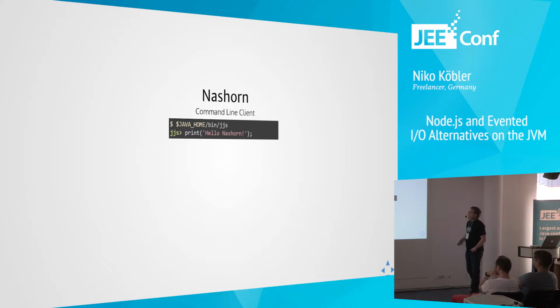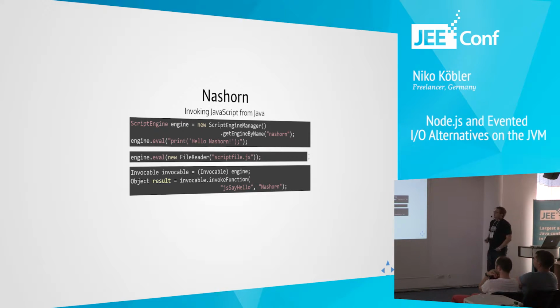Okay, some Nashorn basics. As I said, Nashorn has a command line client. I can access it from command line with JJS and execute any JavaScript as I like. And I can invoke JavaScript from within Java. I have a script engine manager, and then I can call the eval. I can evaluate files and call functions from within a file, for example.